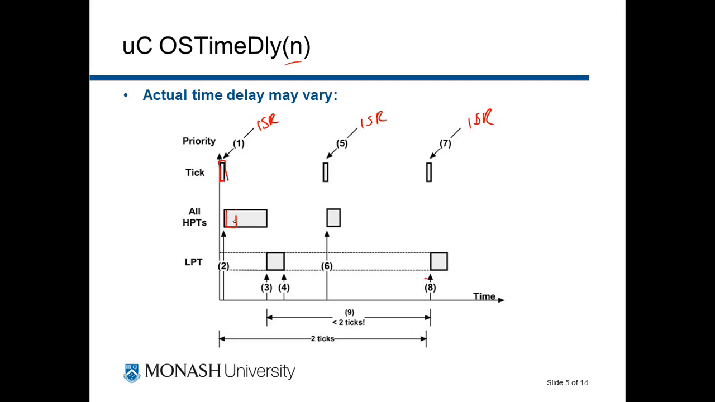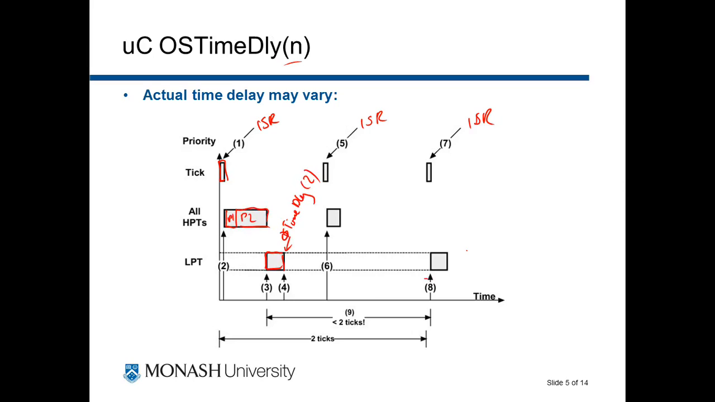So it runs process 1, then it will run process 2, going through my list of ready tasks. Eventually you get to this low priority task, and it finally gets the CPU after a certain amount of time. Now suppose at this point in time, right after the end of this task, it wants to share the CPU. What it does is it calls this function here. So it calls OS time delay for 2 clock ticks.